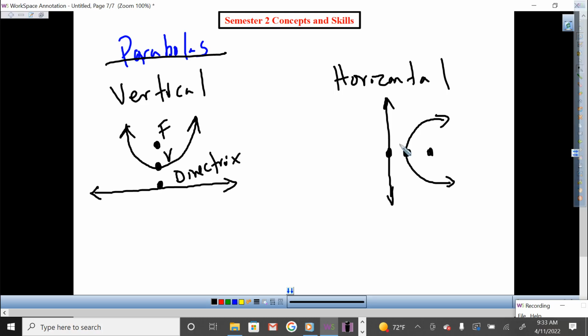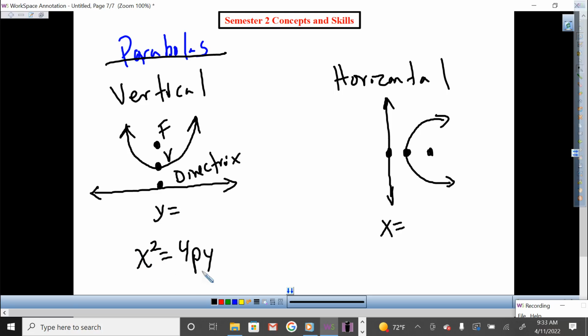Now what's the difference between this kind and this kind? This kind, this straight line, goes like this, that means that the directrix always has a y value: y equals a certain number. For this kind, the directrix has an x value: x equals a certain value. Okay? So what does the equation look like for this one? For this one, it's x squared equals 4py.